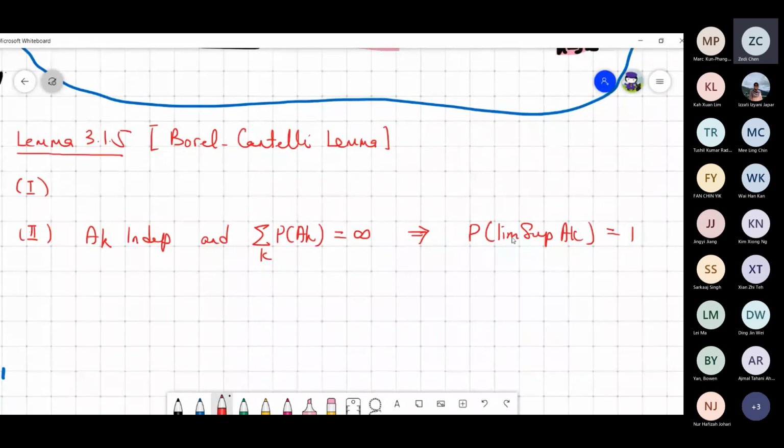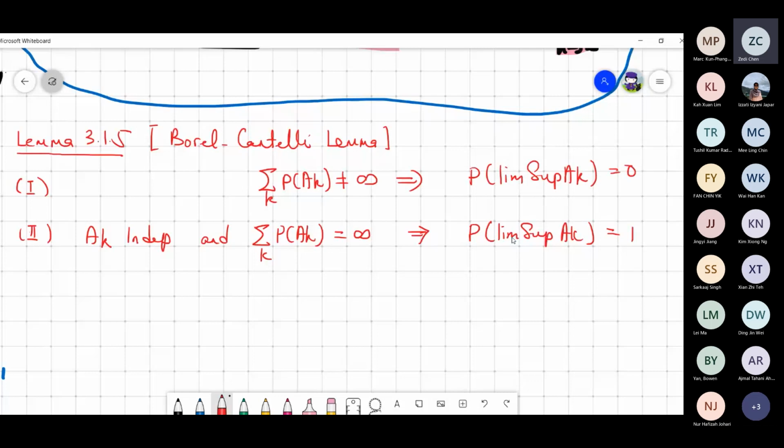For the first version, it's much easier. We do not require the events to be independent. We just need to know, provided the series summing P(A_k) is not infinity, then directly we know the probability of the limit supremum of A_k must be equal to 0. So this is the Borel-Cantelli lemma.